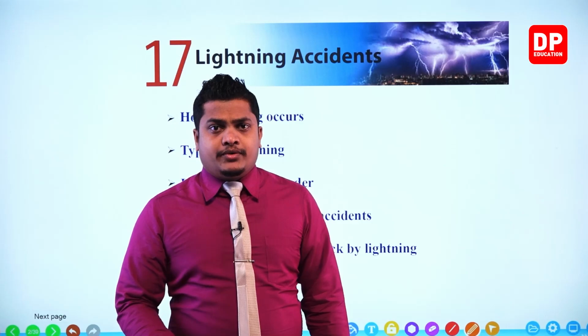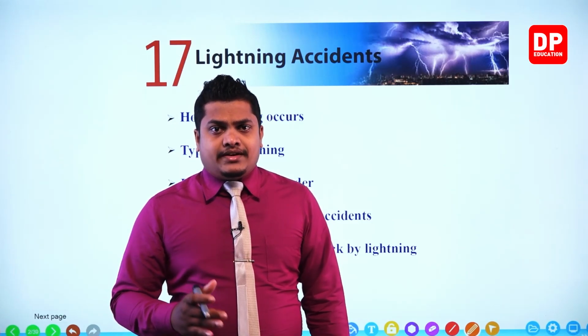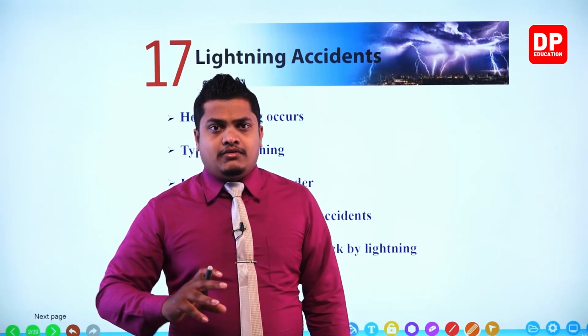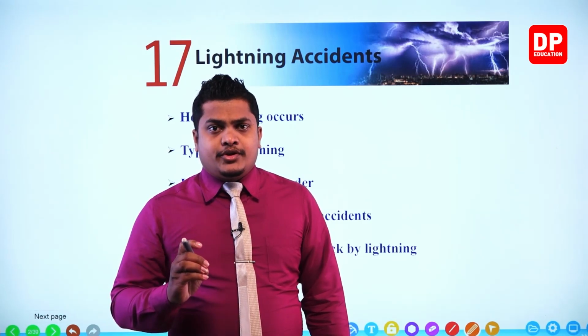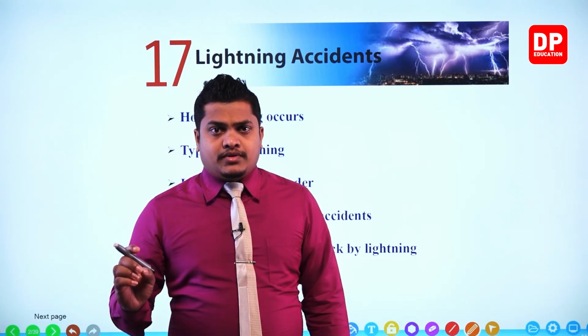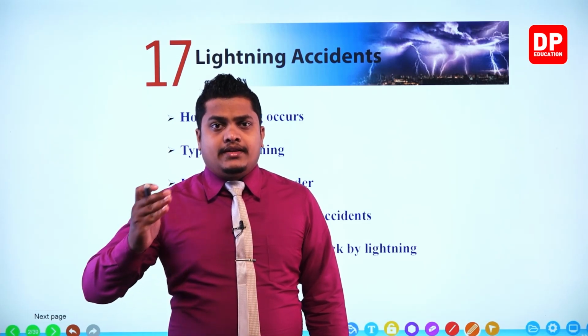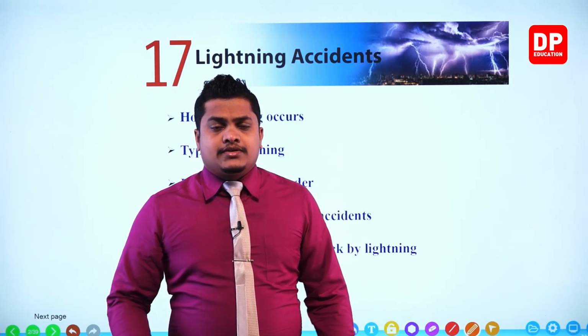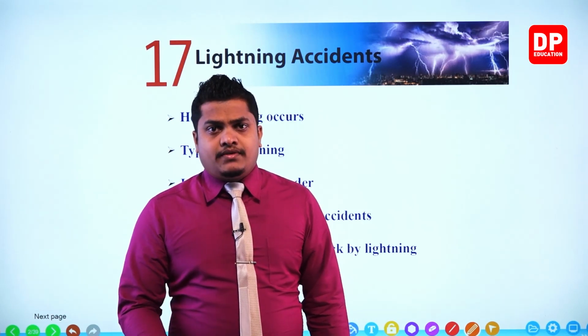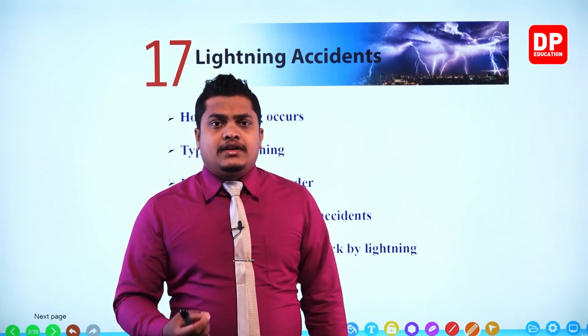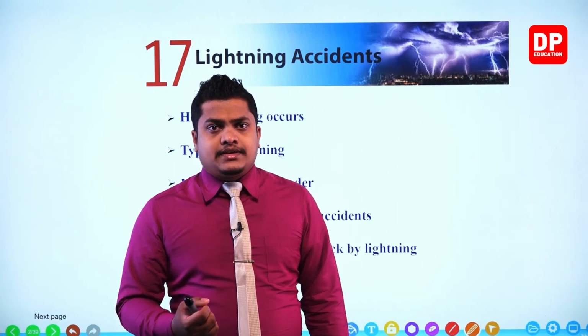Can you remember I told you that there can be three types of lightning: lightning from one cloud to another, lightning from a cloud to the atmosphere, and lightning that can occur between the ground and the cloud. So in that way there are several types of lightning. We'll be learning about those types of lightning in the second main topic.